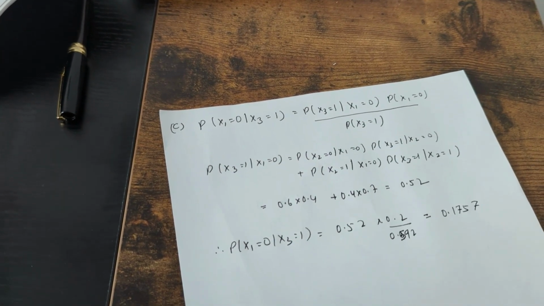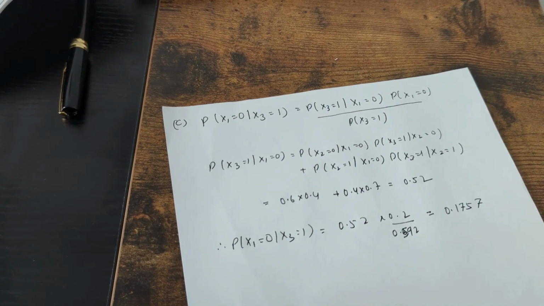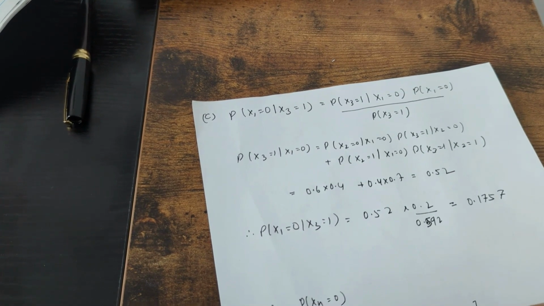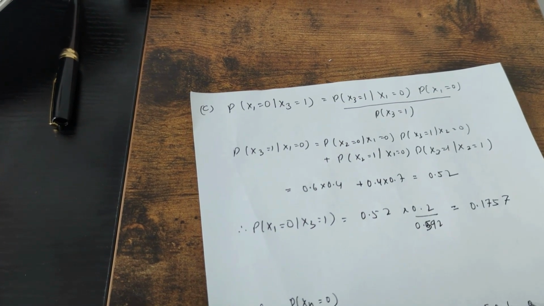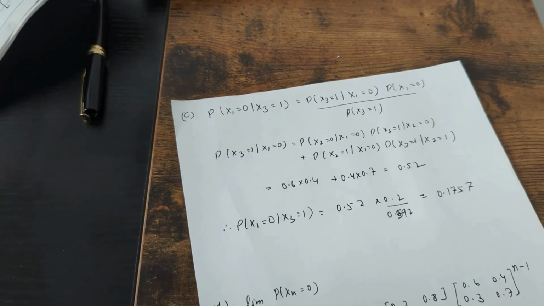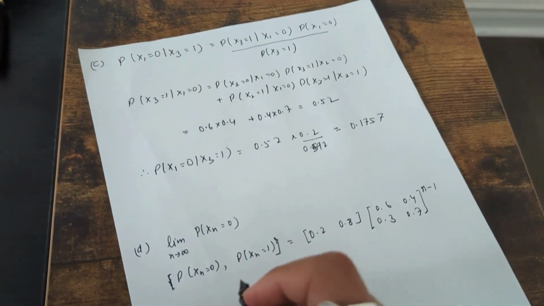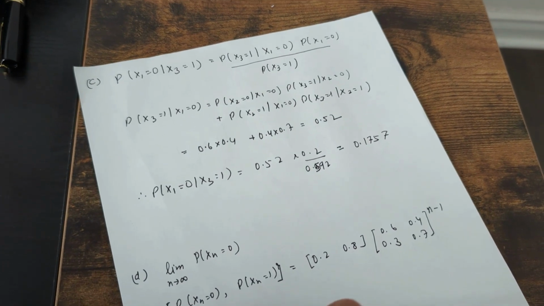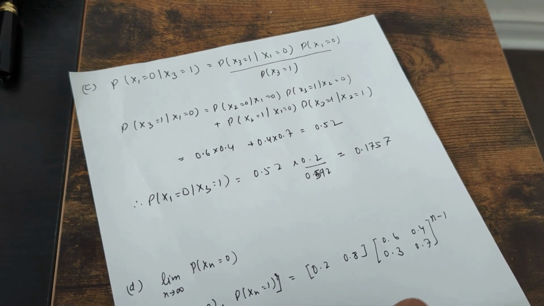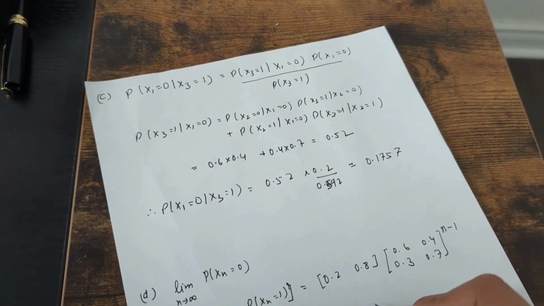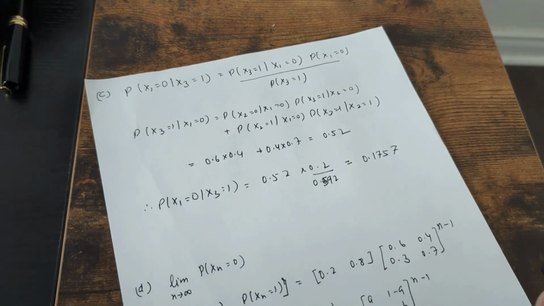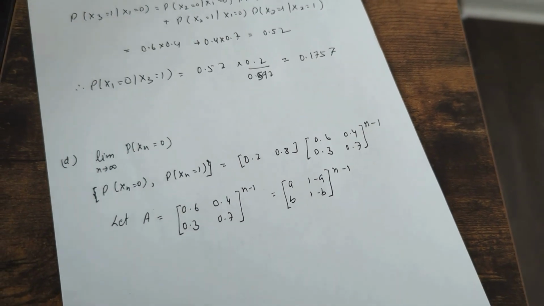We can write probability of xn equals 0, comma, probability of xn equals 1 as 0.2, 0.8, and this is 0.6, 0.4, 0.3, 0.7 to the power n minus 1. So we have the nth power only for this term. Let a equal 0.6, 0.4 and 0.3 and 0.7 to the power of n minus 1, which can be written as a, 1 minus a, b, 1 minus b to the power n minus 1. And why are we doing it? We are doing it to make our calculations easier.